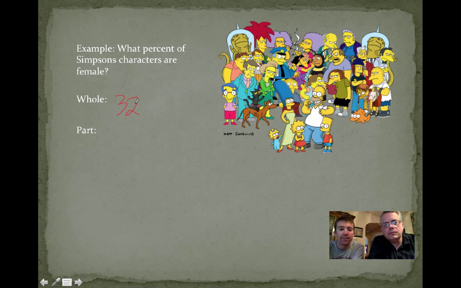Our part, well, we're looking at females. It's always important to look at what the problem is asking you. So, of course, we have Maggie, Lisa, Marge, Patty, Selma, and, of course, Miss Krabappel here. So it looks like out of this picture, we have 6 female characters. So setting up the proportion, it will be 6 out of our 32. That's the fraction that are female. So we start with the fraction.